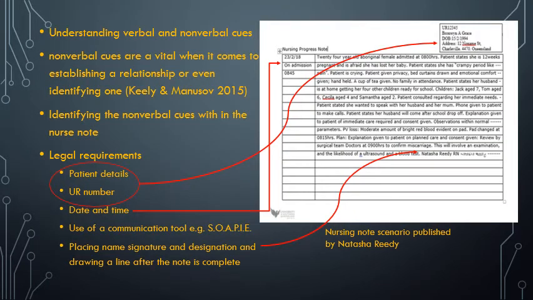Firstly, nurses need to be able to read the room. By this I mean they need a comprehensive understanding of both verbal and non-verbal communications. This is important because being able to see when someone is physically upset or distressed can give you the appropriate response. According to Keeley and Mensov, nonverbal cues are vital when it comes to establishing a relationship or even being able to identify one. Something as simple as two people who are sitting next to each other holding hands. This is a sign of a nonverbal cue of generally they are a couple.